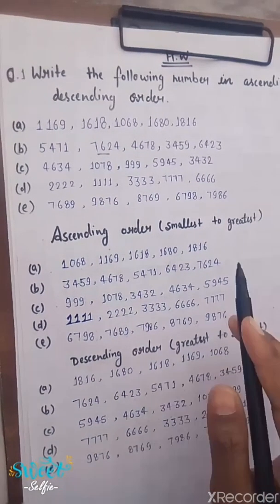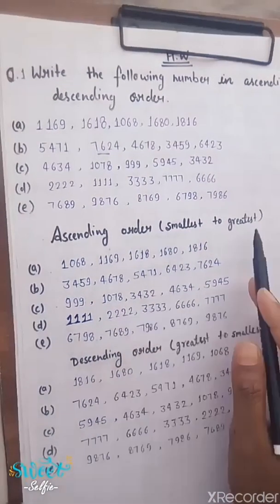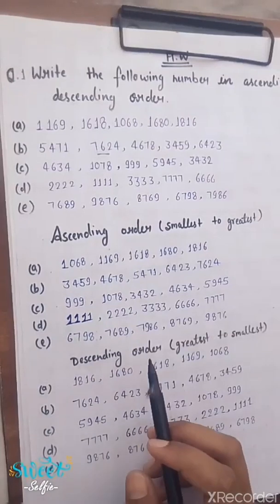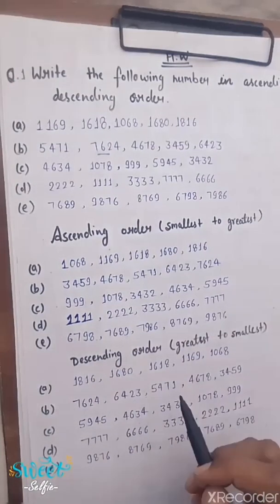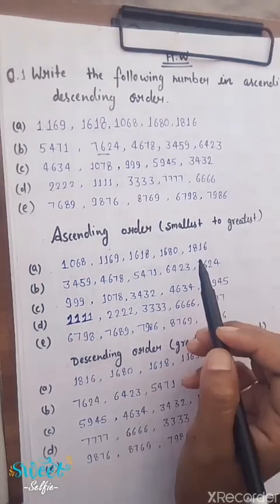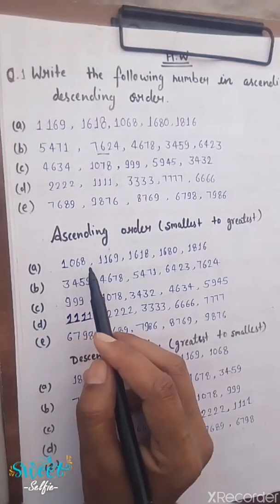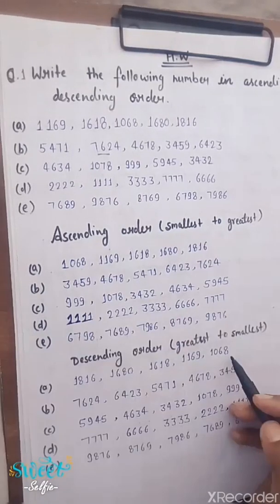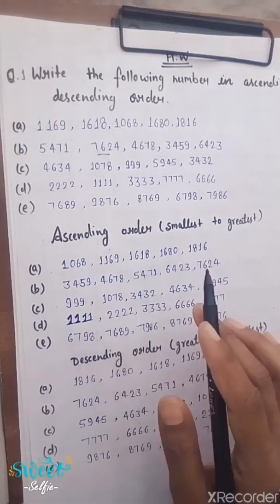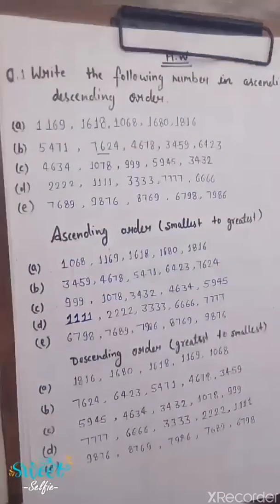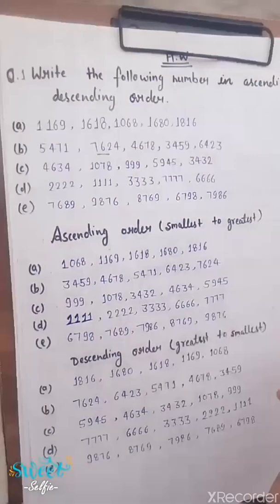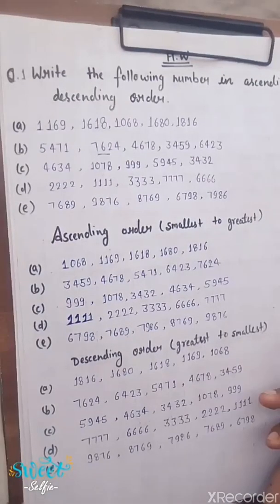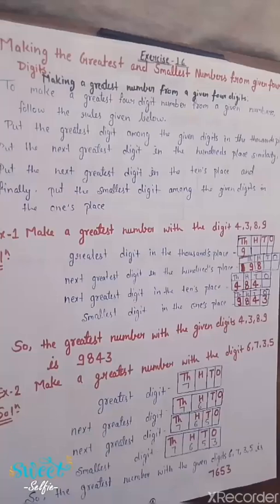So we can see here, this is ascending order, smallest to greatest, and this is descending order, greatest to smallest. It means you can see that this is opposite. Look here, it's 1068 and here 1068. So ascending order and descending order are opposite to each other. One is smallest to greatest and another is greatest to smallest. Okay, let's start our today's topic.